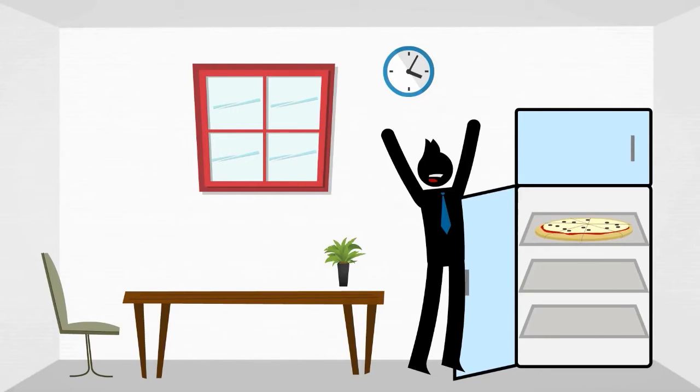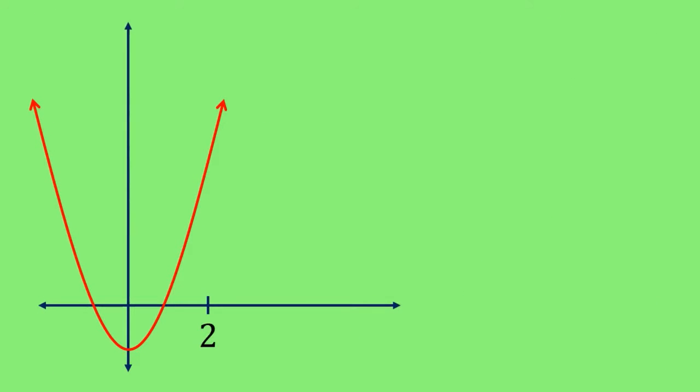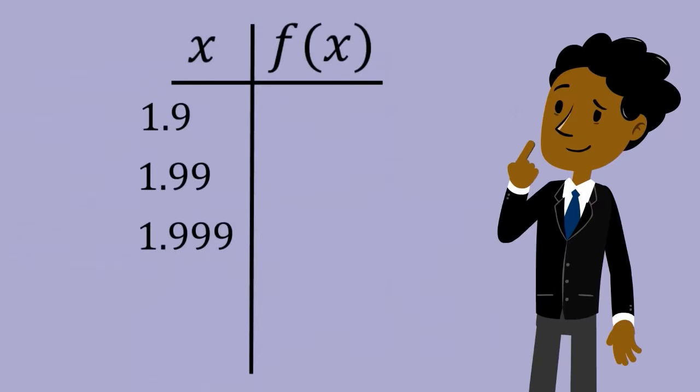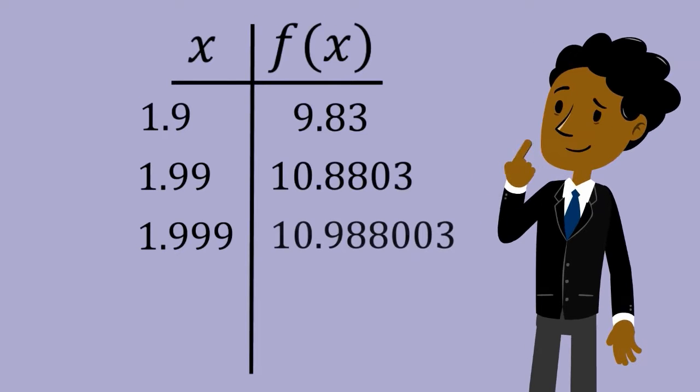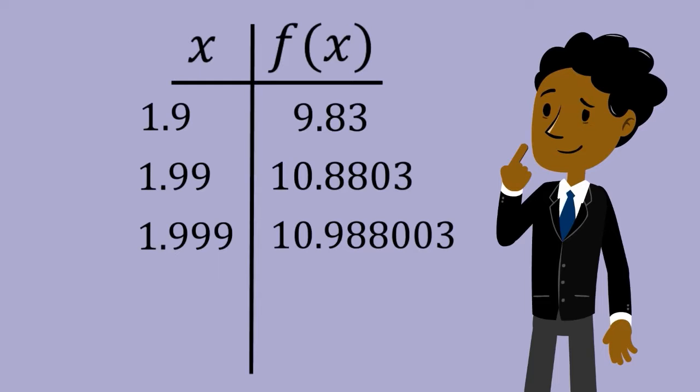When we take the limit of a function, we are describing where they are going. Let's see an example of this with the function 3x squared minus 1. For this function, I'm really curious what value the function is approaching as I use x values close to the number 2. Let's see this by using some inputs like 1.9, 1.99, and 1.999. When I use these, I get values such as 9.83, 10.8803, and 10.988003. From these values, it appears that the function is approaching 11.